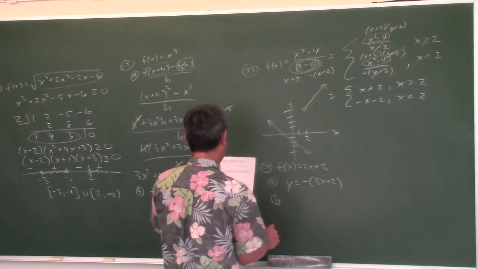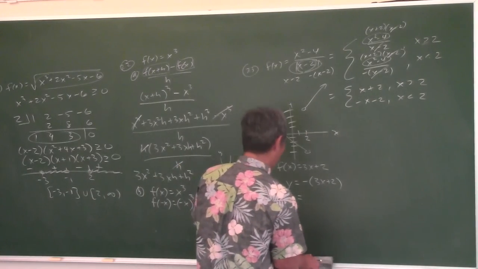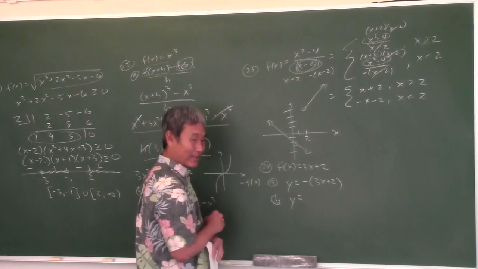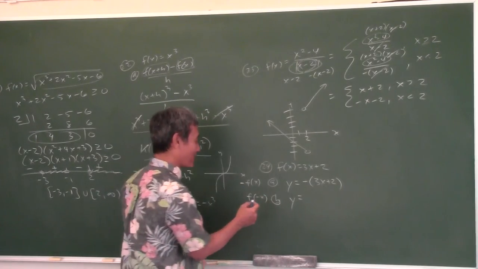B, reflect it over the y-axis. What reflects the graph over the y? You know what? Why don't I write it down? So the first one is this. That reflects it over the x. This reflects it over the y. So that means substitute negative x for x. So like this.